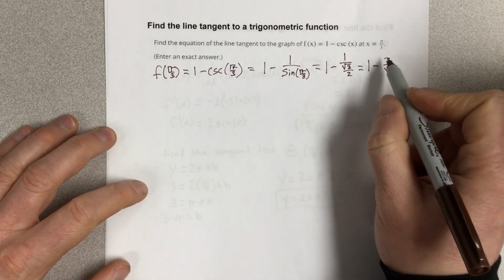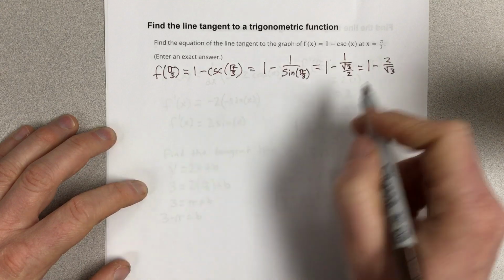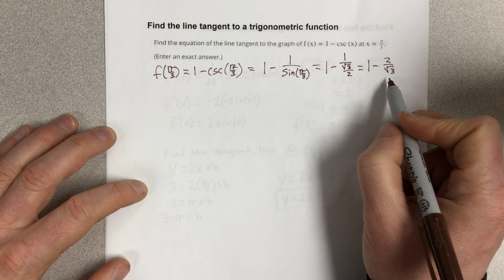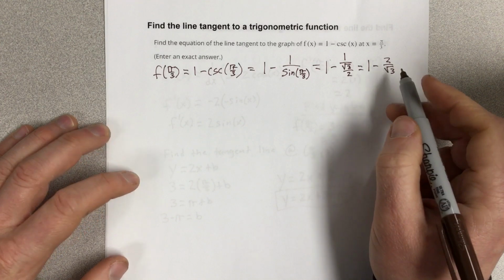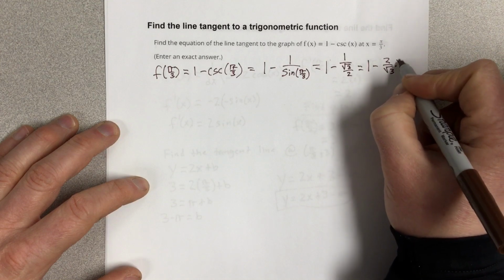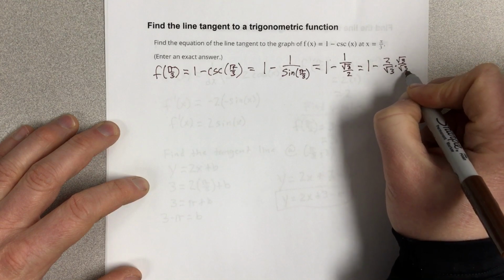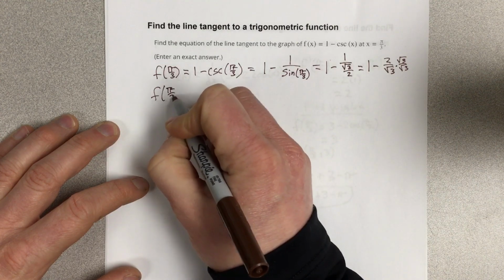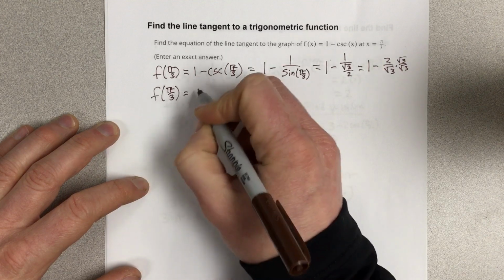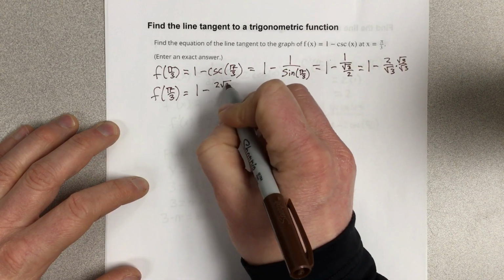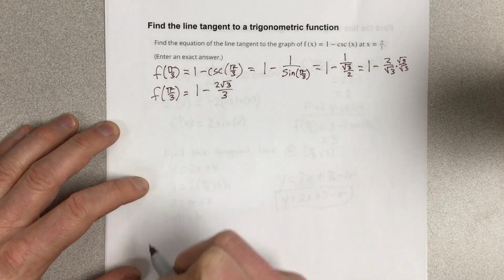So I can write that piece. Well, I could probably leave it like so. That'd be fine. Or I could combine it together. Let's combine it together. We can multiply this by root 3 over root 3. And I end up with f of pi over 3 is equal to 1 minus 2 root 3 over 3 when I rationalize that.